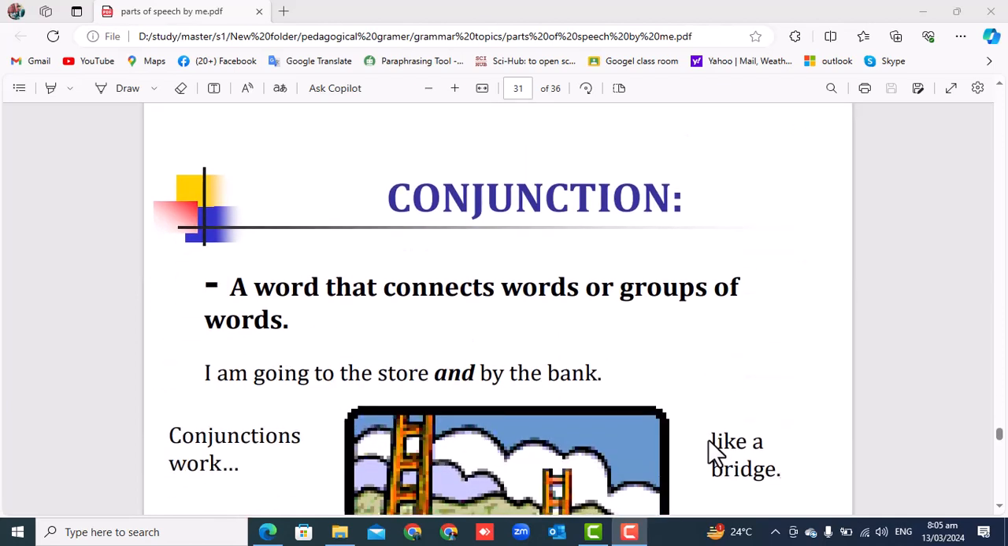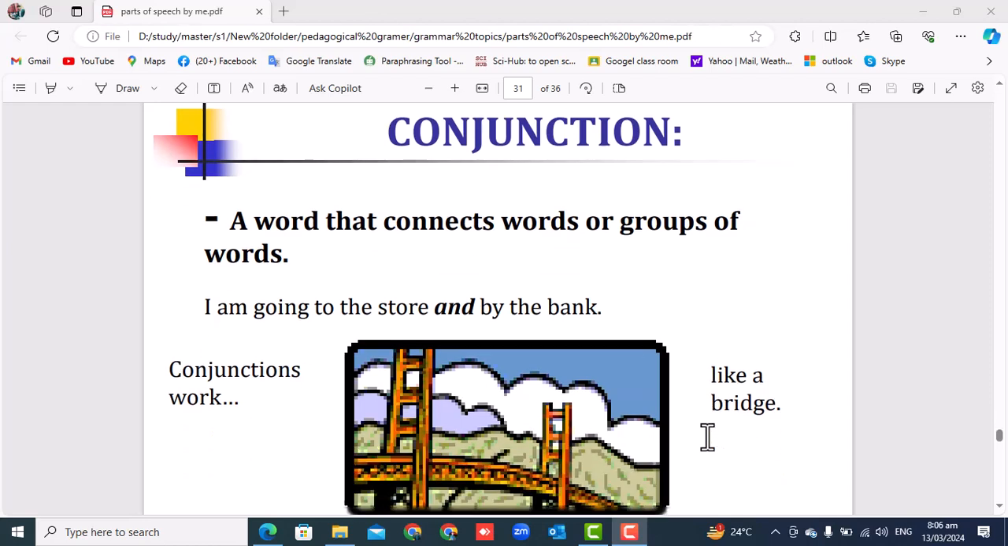Conjunctions mean to conjoin things. They conjoin two words together, two clauses together, or two sentences together. A conjunction is a word that connects words or groups of words together. For example, I'm going to the store and buy the bank.